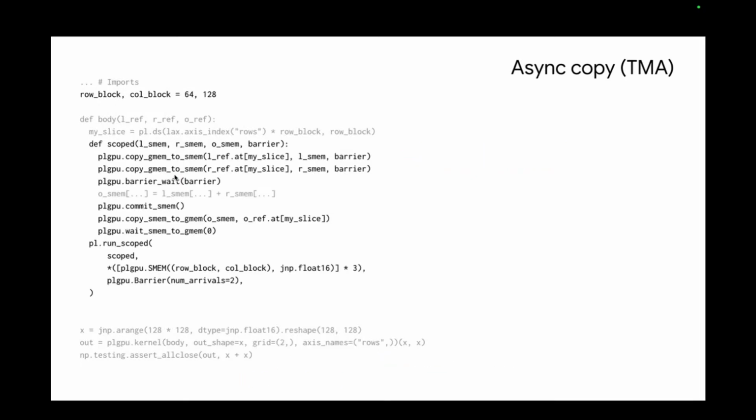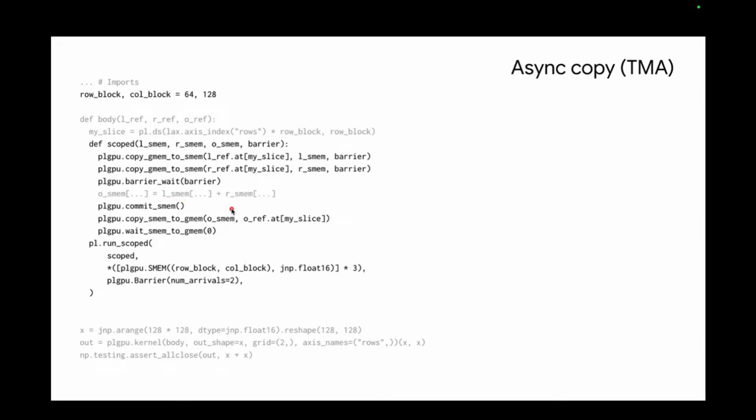Now we actually get to the meat, and you can see the complexity grows quite quickly as we start talking about more low-level GPU features, but it will get better, I promise. So first of all, let's actually start down here. PL run scoped is a function you can use to allocate memory. This will invoke the scoped function, and it will give you essentially chunks of SMEM. So Mosaic GPU does not abstract memory allocations from you. You are actually responsible for allocating memory and managing it.